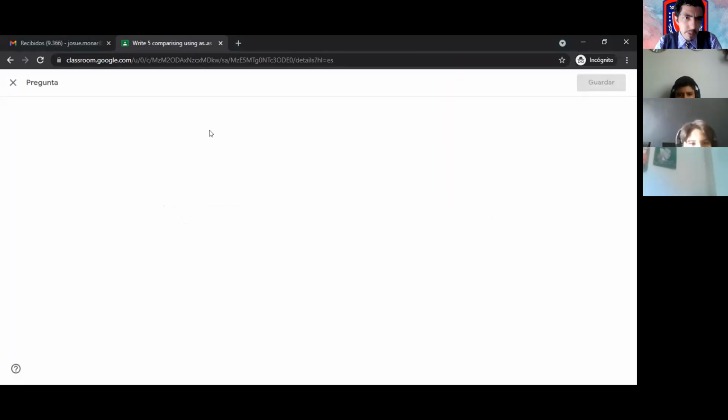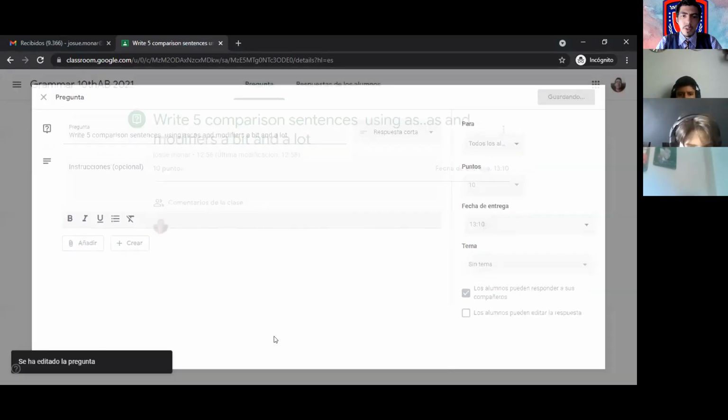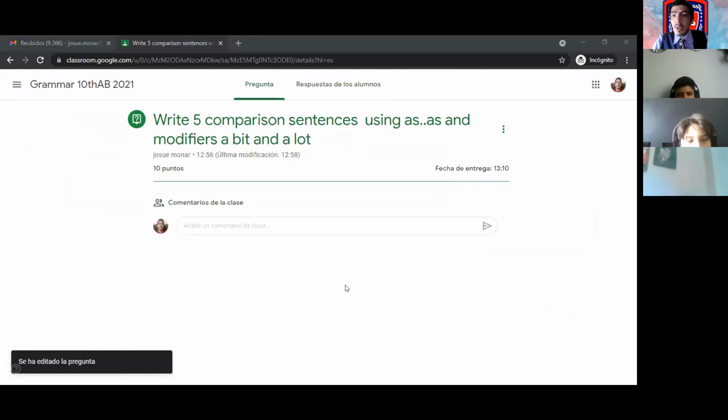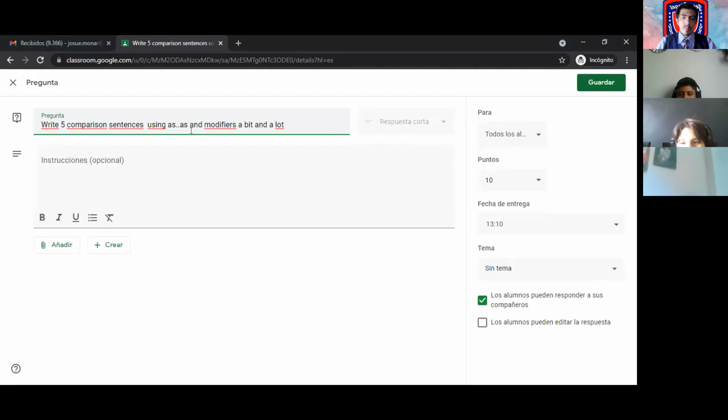Let me rewrite this because it's bad. Write 5 comparison sentences using as and as, okay, etc. So that's it, okay. A bit and a lot, in some of them, not all of them, just 1 or 2. You want to add in a sentence a bit, and in the other one you want to add a lot. That is also acceptable. Remember, it could be as, okay, let me change the title here, using as and as, or not as.